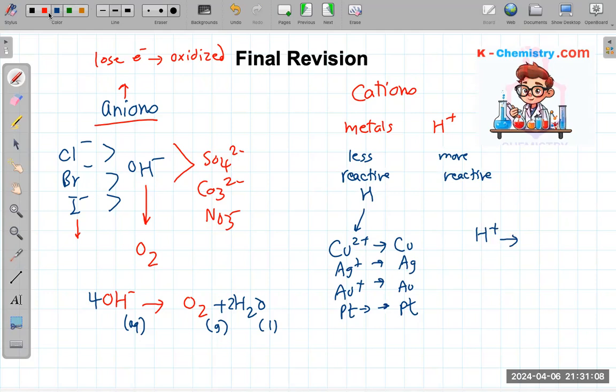Released in the case of cations means they go to the cathode and they gain electrons, so they will be reduced. So H plus gains 2 electrons to form hydrogen gas, which will be released.